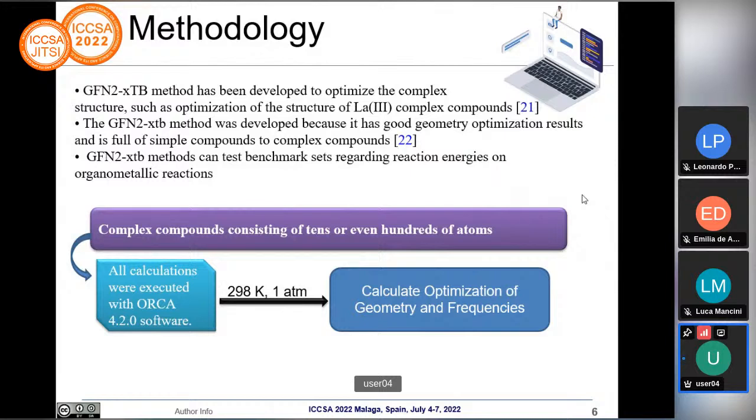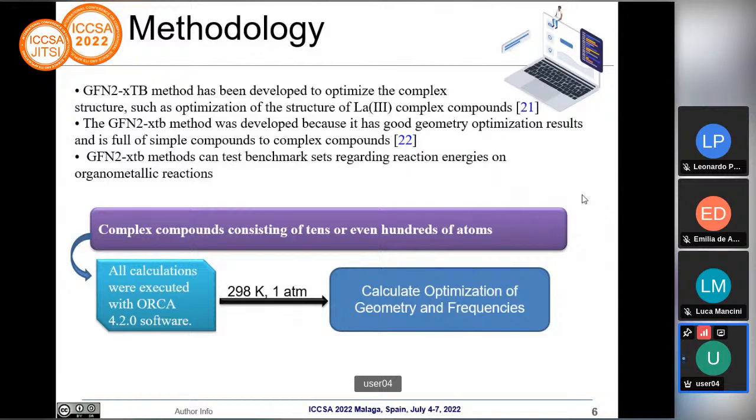It has the result of the GFN-xTB, which can give good geometry optimizations, and then it can test benchmark sets. This methodology was used on many complexes, maybe tens or 100 complexes. We did all calculations with ORCA 4.0, and we used Avogadro software and chemical software, and we used standard temperature and pressure. So this is the standard temperature and pressure.